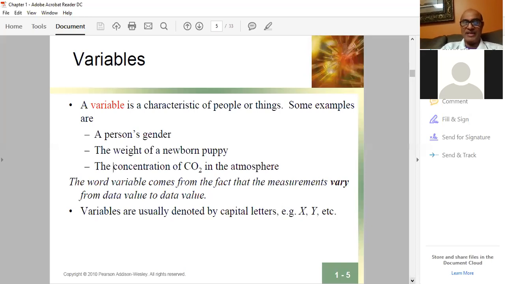Variables are usually denoted by capital letters. Always keep this in mind throughout the course. Whenever we want to define some variable, we will be using capital letters like X or Y, or capital A, capital B, like this. X and Y are really very easy to mention for a variable, because it's very popular that variables are always denoted by capital letters. Just keep this in mind, mainly X and Y.